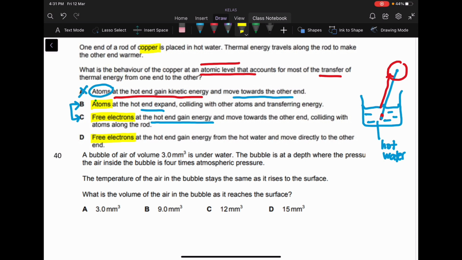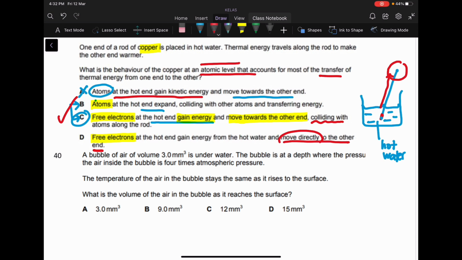So the free electrons that gain energy are those who move towards the other end, colliding with atoms along the road. So the answer is C. Now, why is D wrong? Free electrons at the hot end gain energy from the hot water and move directly to the other end. No, right? It doesn't move directly. It collides with atoms along the road.